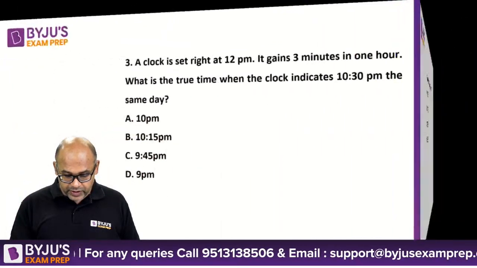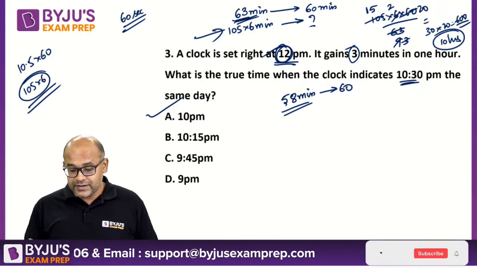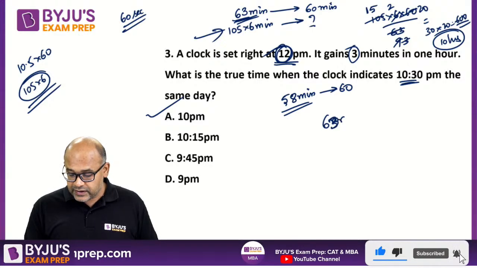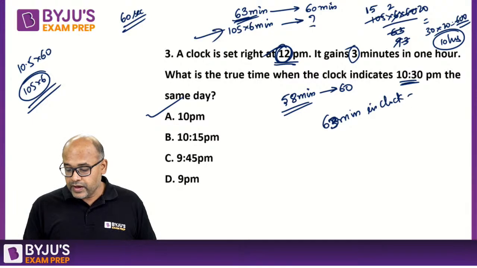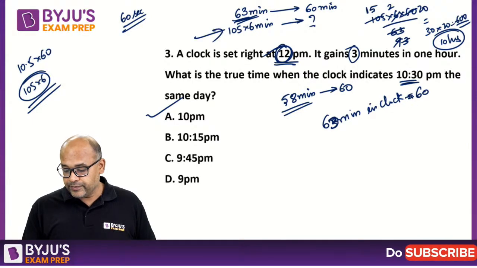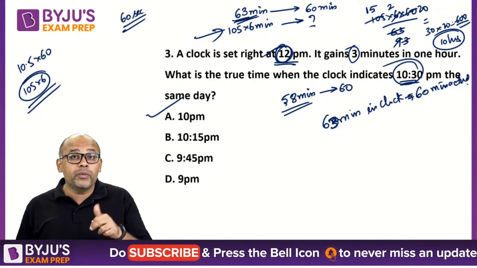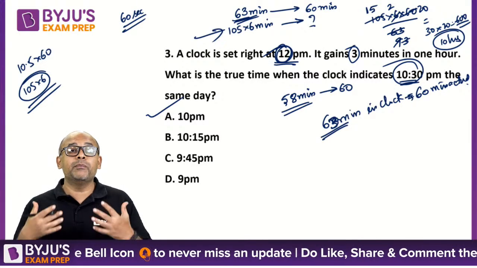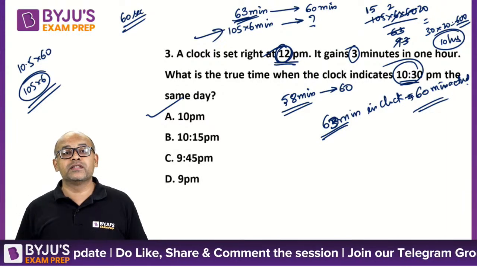Was this? No, I think this is the question. Okay, so what is happening here is 63 minutes when it's shown, 63 minutes in my clock is 60 minutes actual time. Now the clock shows 10:30 p.m. which means how many minutes have passed? Remember, 63 minutes passing in my fast clock is actual time passing 60 minutes.